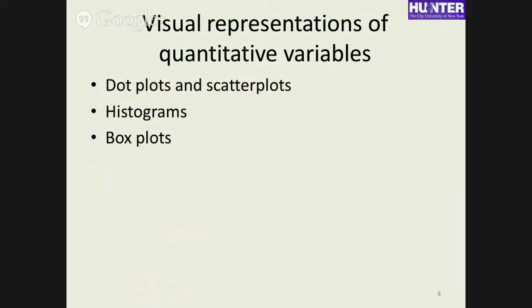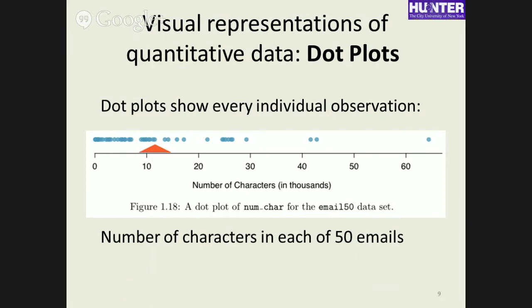So let's move on to the visual representations. We're going to cover dot plots and scatter plots for quantitative data as sort of the most detailed representation, histograms for one variable, and box plots. So the dot plot is the most detailed graphical information you can show for a single quantitative variable. And it just shows every single observation on a number line.